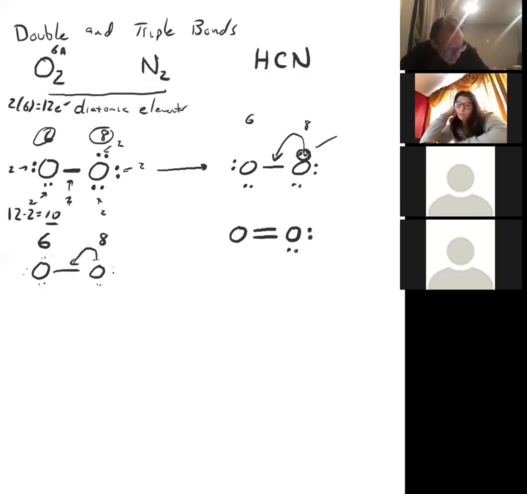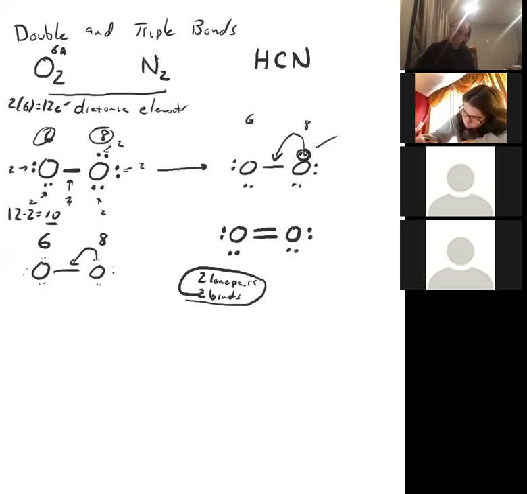So now both atoms have 2 lone pairs. There's a symmetry to this. The symmetry is that both atoms have 2 lone pairs, and each atom has 2 bonds. That's another phenomenon we see in nature, this idea of symmetry, that one side is the same as the other.